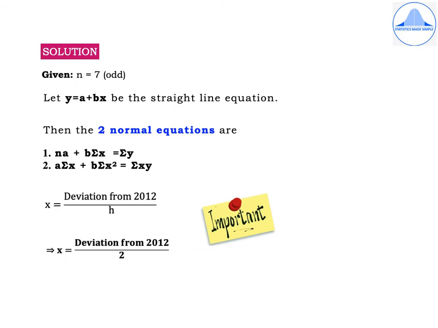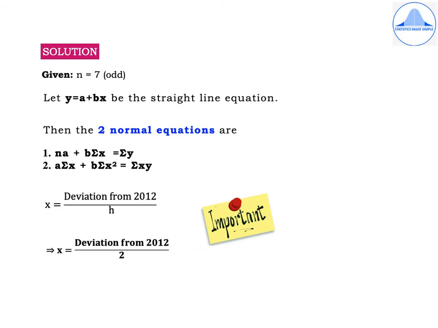Now since n is odd, the formula for x is deviation from the middle year divided by h, and here the middle year is 2012, which I have highlighted in pink color, which is the difference between the years, that is 2. So you get x is equal to deviation from 2012 divided by 2. Now to calculate the x values in the table, each year is subtracted from 2012 and divided by 2.